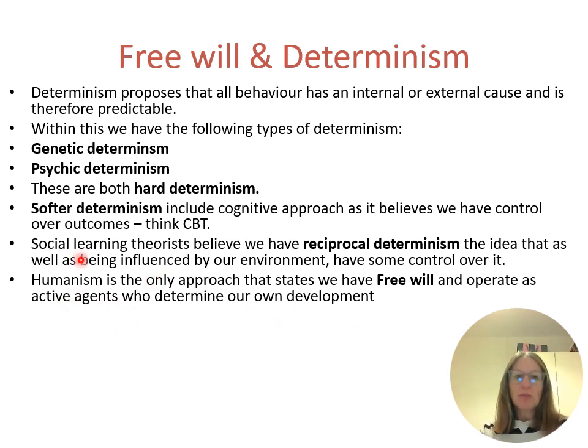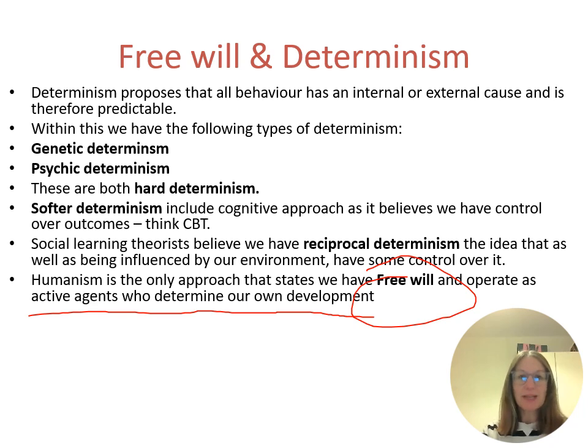And then always remember this one: the humanistic approach always states that we have free will. So they reject science, and it says that we've got free will and we operate as active agents who determine our own development. Okay, so just worth considering those points, and you could link those in to your essay.